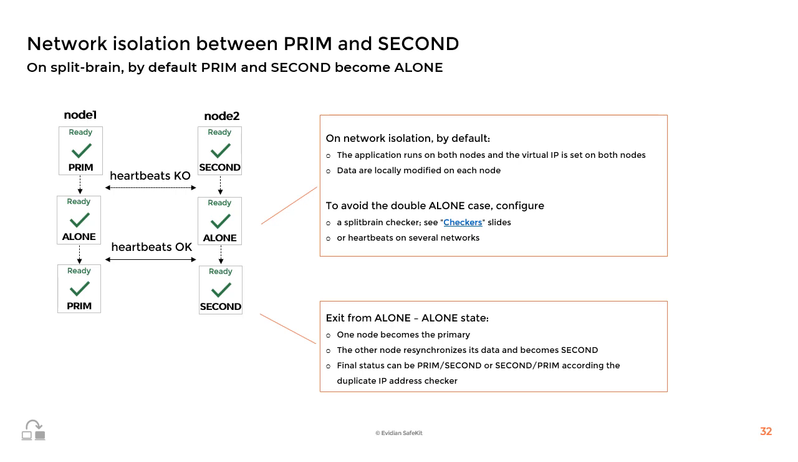Network isolation occurs when all heartbeats between node 1 and node 2 are lost. As long as there is a live heartbeat on a network, the split brain situation cannot occur. Therefore, implementing an unbreakable private network, such as a direct Ethernet link between both nodes, can avoid this situation. Another way to avoid the alone state is to configure the split brain checker of SafeKit. The split brain checker is explained in the checker slides.